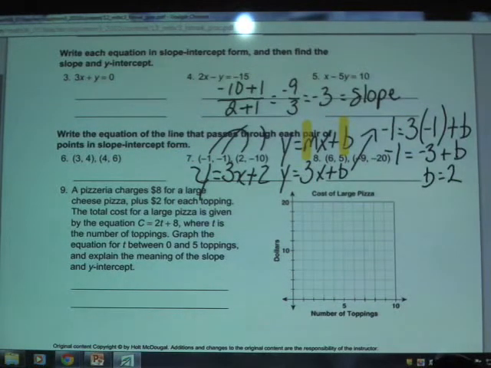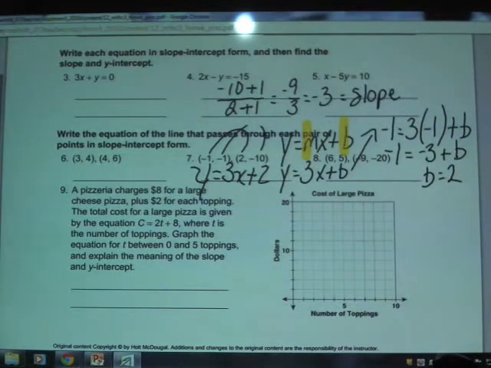All right, let's go ahead and take a look at the concluding problem here, number 9. A pizzeria charges $8 for a large cheese pizza plus $2 for each topping. The total cost for a large pizza is given by the equation c equals 2t plus 8, where t is the number of toppings. Graph the equation for t between 0 and 5 toppings and explain the meaning of the slope and the y-intercept.